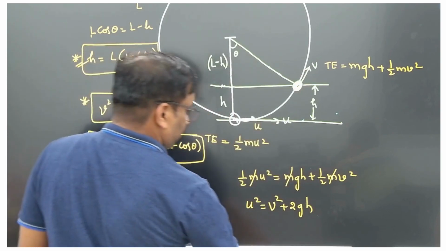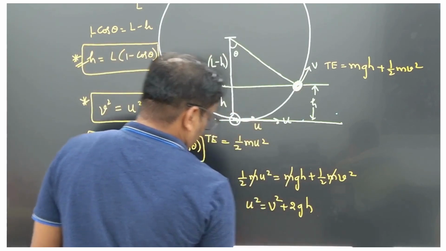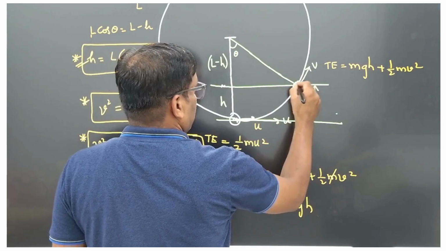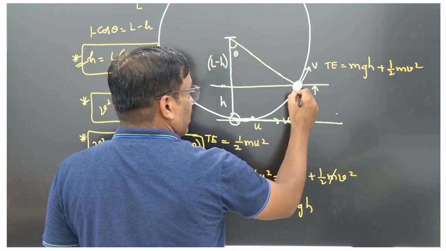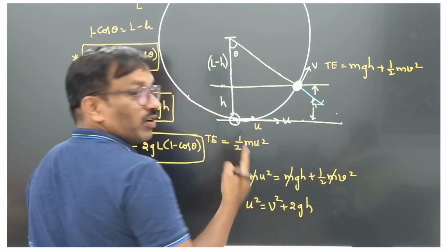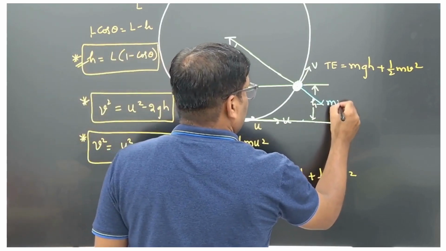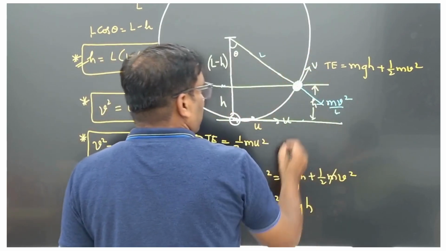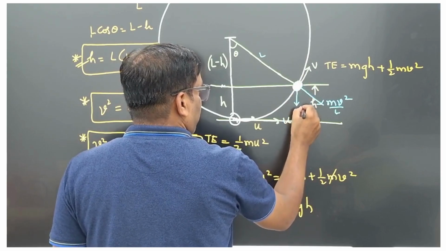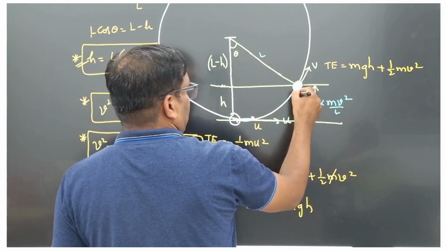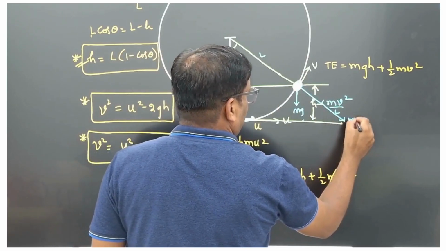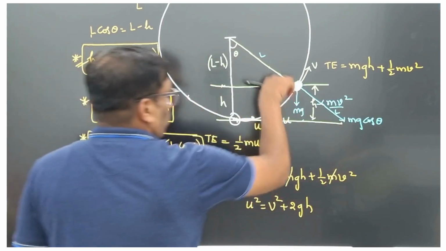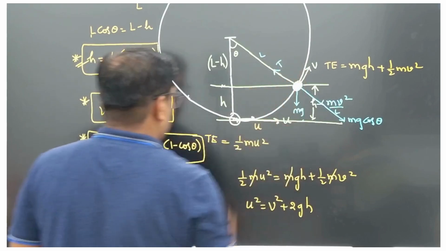Let us see. We can calculate the tension here. At this point it is undergoing a circular path, therefore it will experience an outward force, that is the centrifugal force, mv square by the radius, which is L. Not only this, there is also mg, and this component, with angle theta here also, will be mg cos theta. So these two forces are balanced by the tension in the string.